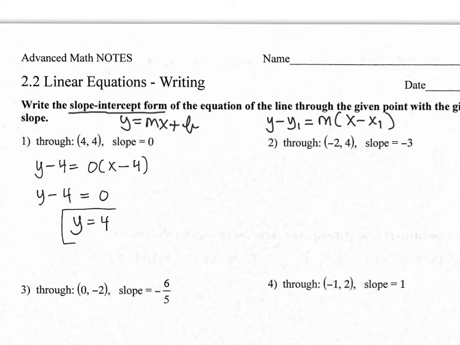All right, so this is the one that's kind of different. Remember, anytime you have 0 slope, then it just is y equals some number, whatever number happens to be basically right there.